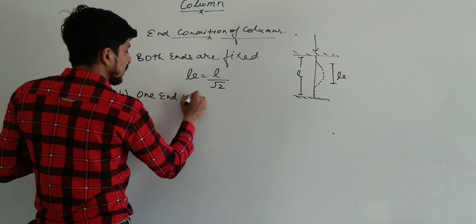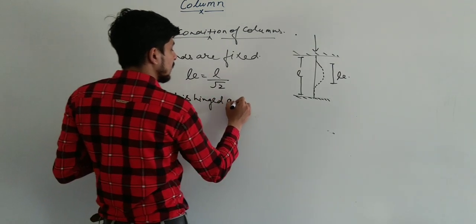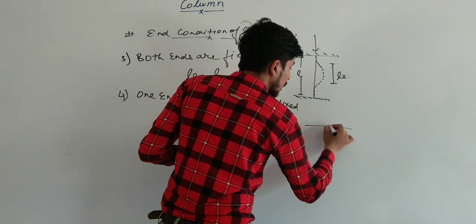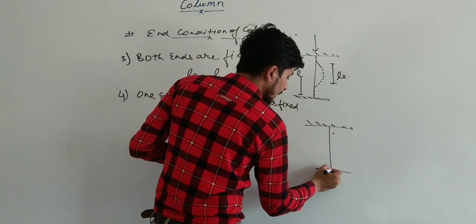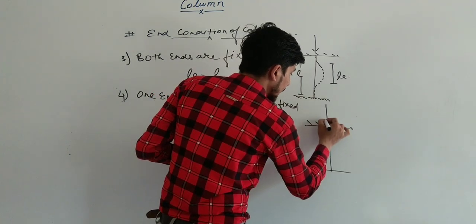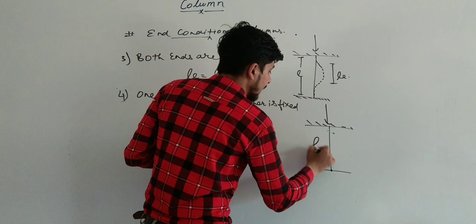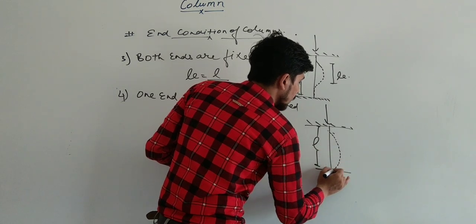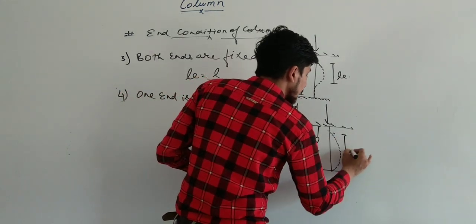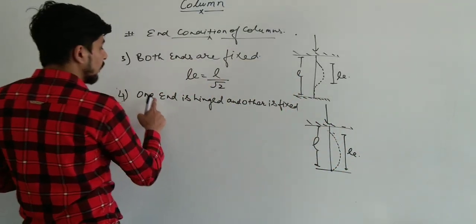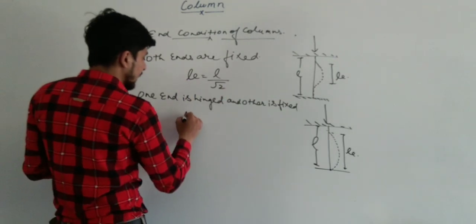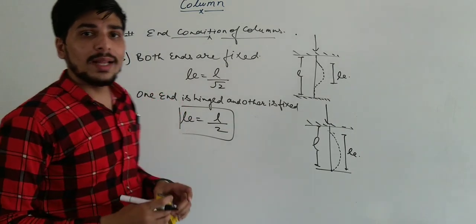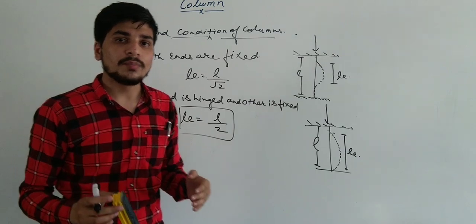And the last one is one end hinged and the other fixed. So this is a column. One end is fixed and the other end is hinged. When we apply the load on a particular column, this is the length L and this is the effective length LE, and the formula for one end hinged and the other fixed is LE equals L upon 2. These formulas will help calculate the end conditions of the column.